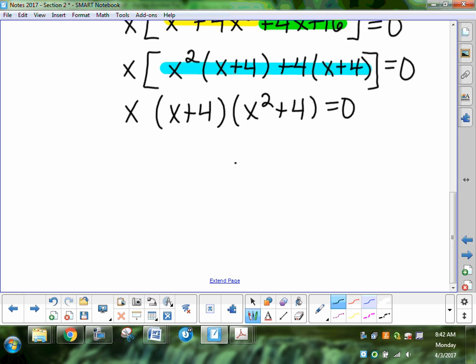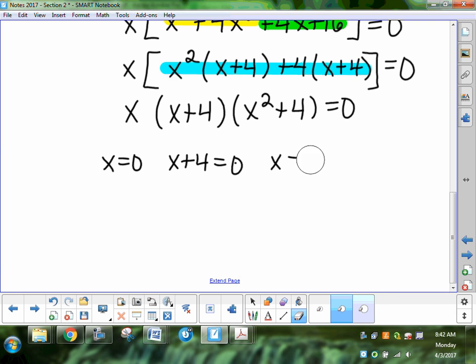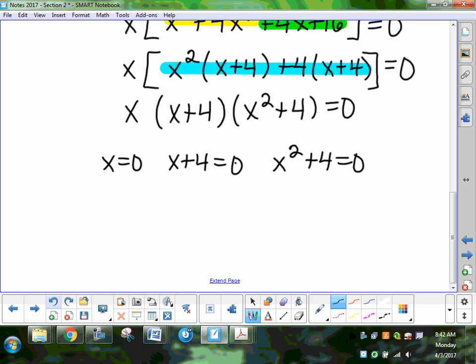Looking at those 3 terms, I go through and set each one equal to 0. You're going to get one answer right away. And then over here, x squared plus 4. Why does x squared plus 4 not factor down further? Hands up, please, if you can tell me why x squared plus 4 won't factor down. It's got to be a difference of perfect squares, which means subtraction.